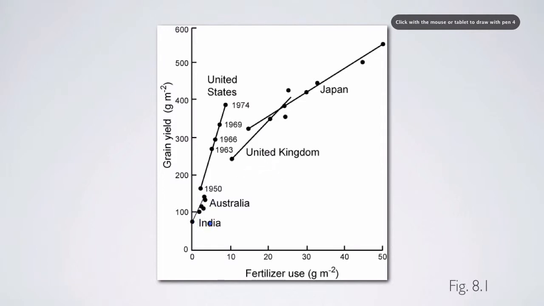If you draw one curve, this works across time and across sites. So India, Australia, United States, United Kingdom, Japan. And if you were to put this all on one curve, for example, you would see that as fertilizer use increases, the marginal increase in grain yield declines, though it doesn't necessarily show signs of saturation. You can also see that within a country, for example the US, the amount of fertilizer use increased greatly between 1950 and 1974.